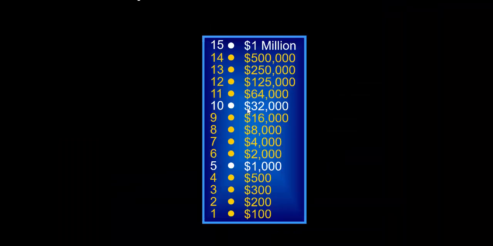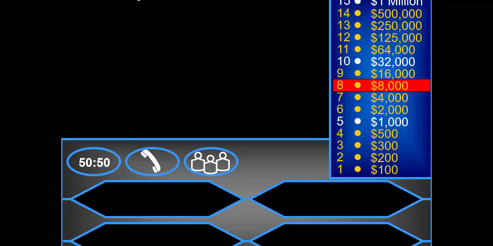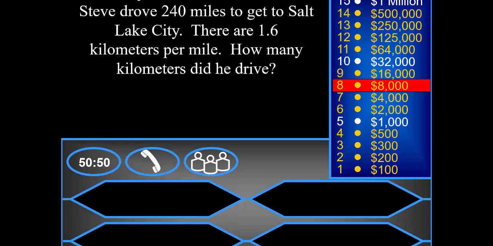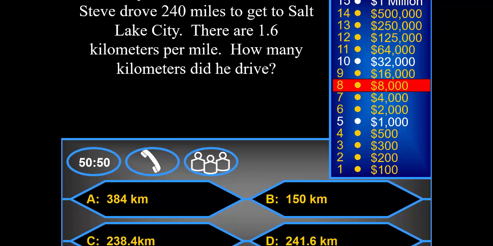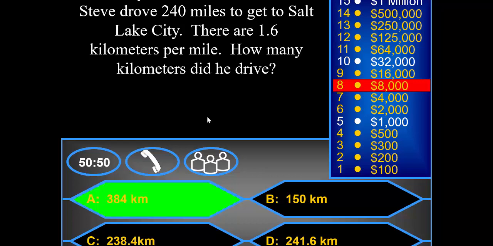Let's get to the next one. Here we go. The $8,000 question. Let's take a look. It's a word problem. Steve drove 240 miles to get to Salt Lake City. There are 1.6 kilometers per mile. How many kilometers did he drive? Go ahead and pause the video now to see if you can get this conversion question. Then unpause and we'll take a look at it. Welcome back. Here's the answer. Oh yeah, it's A, 384 kilometers.